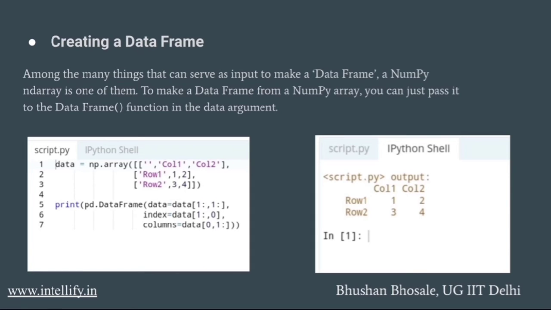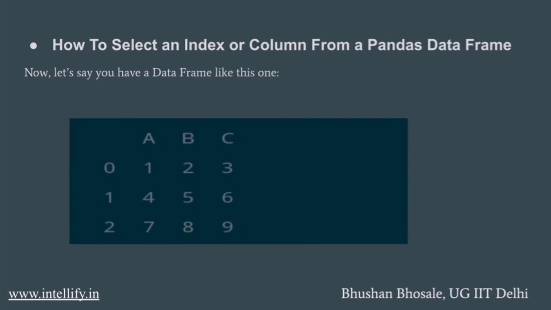Now, in the first line of code, we write data is equal to np.array, and we pass column 1 and column 2, and we also pass the data along with row 1 and row 2, and then we print the data and the output is shown on the right figure.